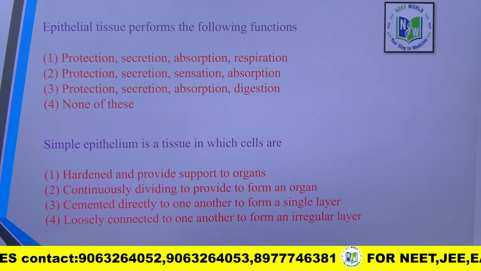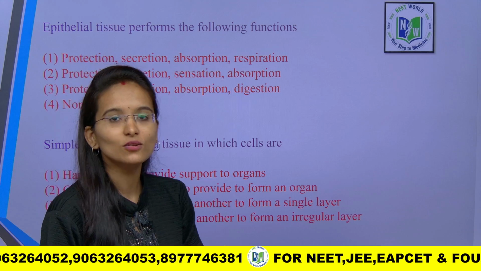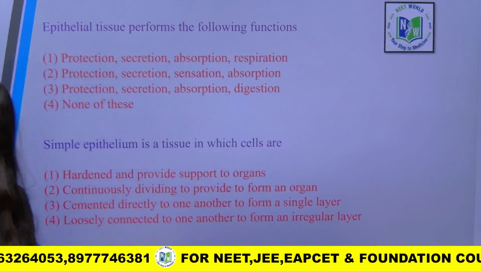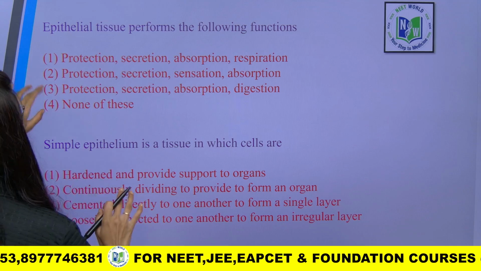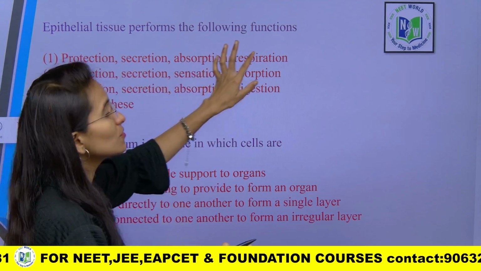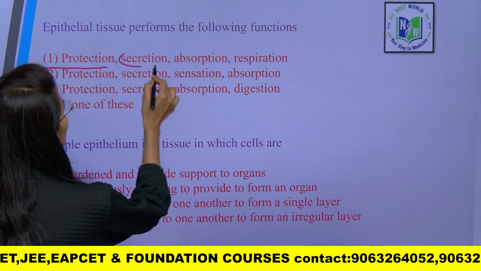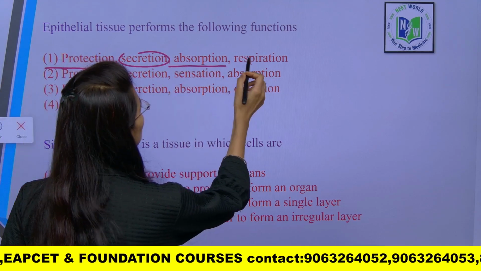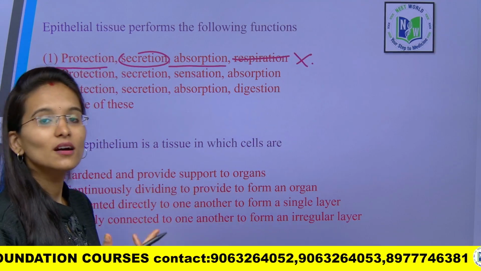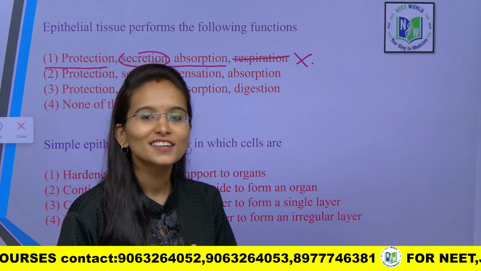Next, coming towards the next two more questions. Epithelial tissue performs the following functions. Okay, this question is related to the functions of the tissues. Yes, look into the options. Option 1: protection, secretion and absorption, respiration. Okay, protection is right, secretion is also right, absorption, but respiration is wrong. Okay, respiration is carried out with the special organs called lungs, but not with the help of the tissues.